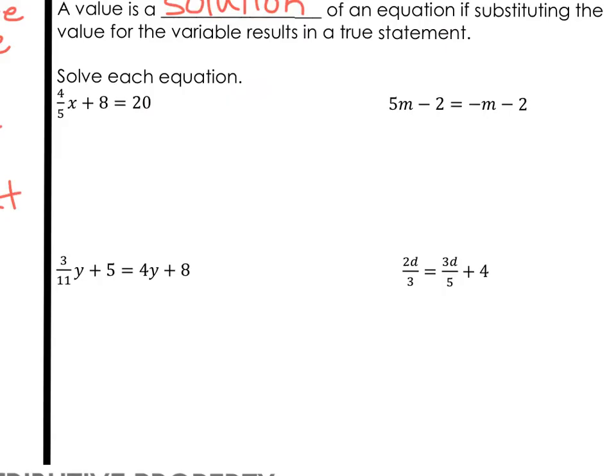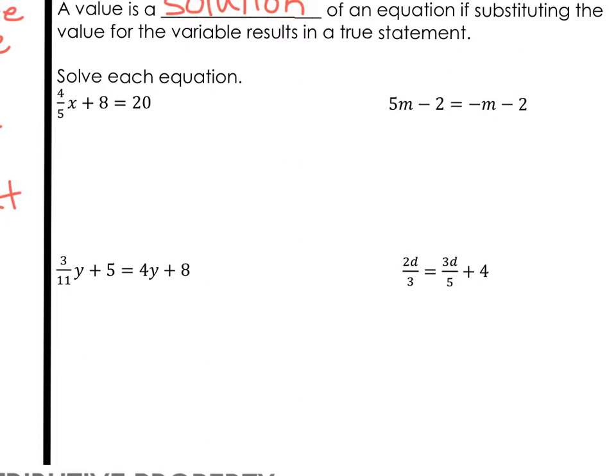In the first example, we have 4/5 x plus 8 is equal to 20. Key things to note when solving. We're going to keep our answers in fraction or integer form. We're not going to approximate with our calculator in decimal form. We're going to have to become familiar and comfortable in evaluating with these fractions.